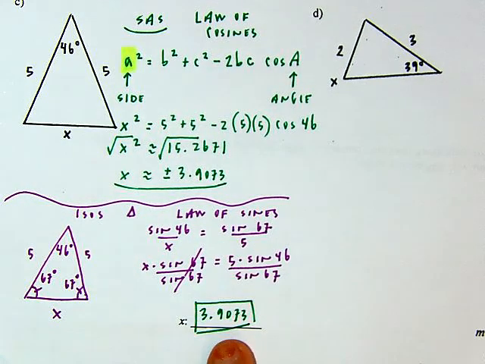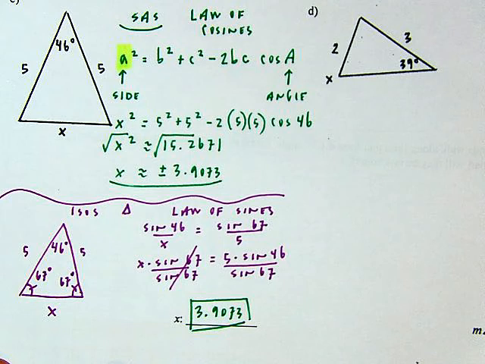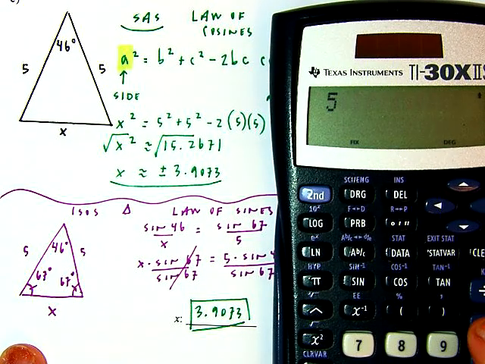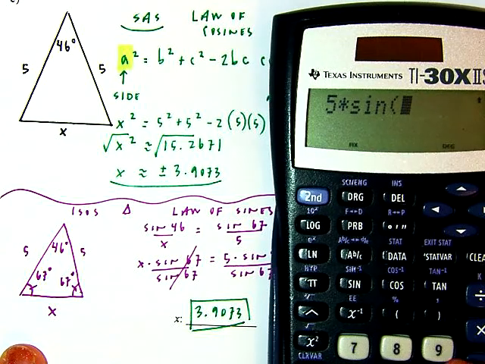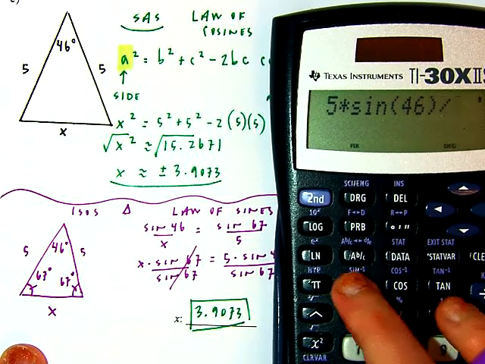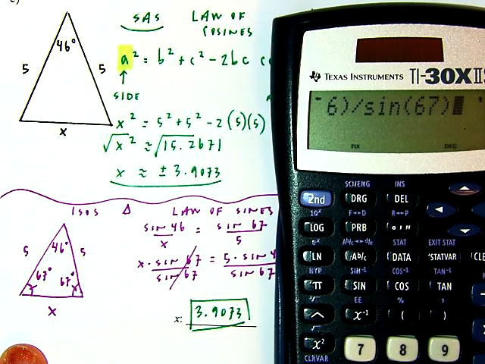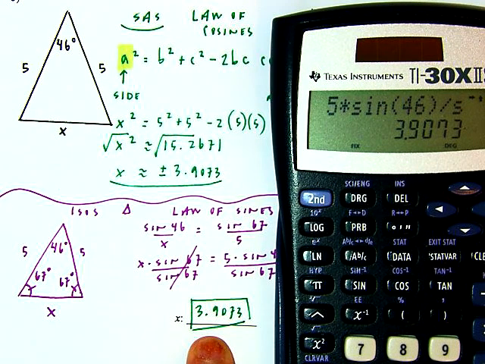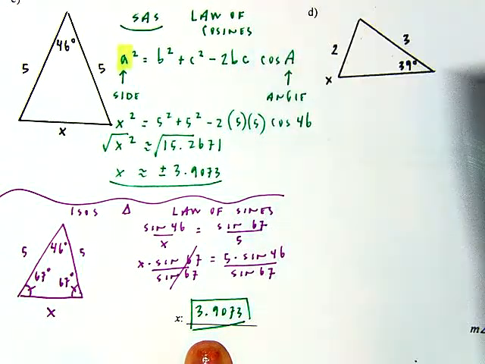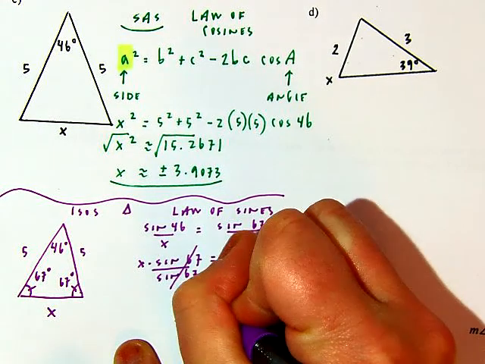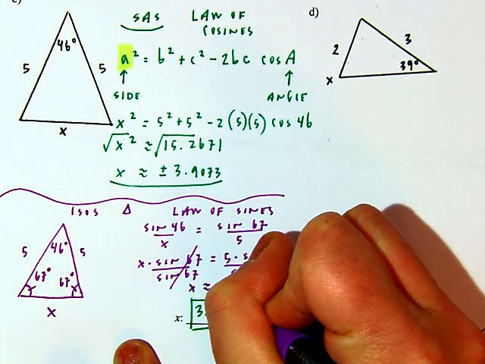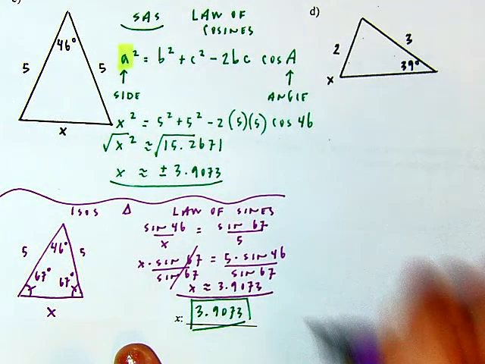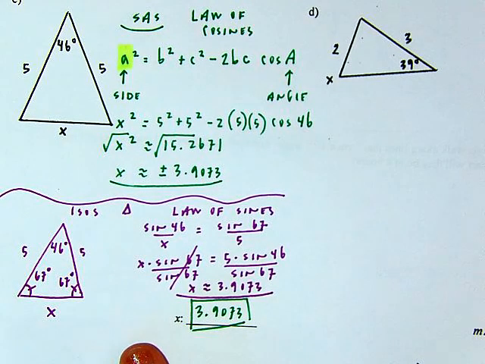So let's confirm that we get that same answer right here. All right, so 5 times sine 46 divided by sine 67. Well, looky there, we get the same answer, right? So that just confirms that sometimes there's multiple pathways through problems, and I love showing you those different routes you can take because ultimately it doesn't matter to me. I just want to make sure that we get to the same end result.